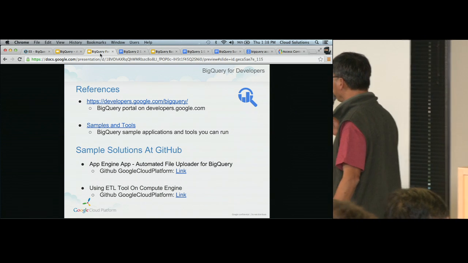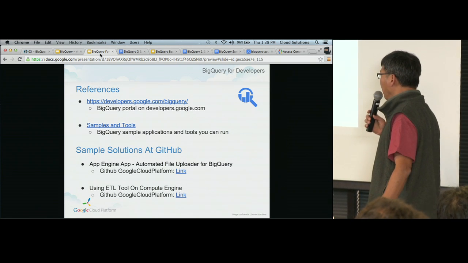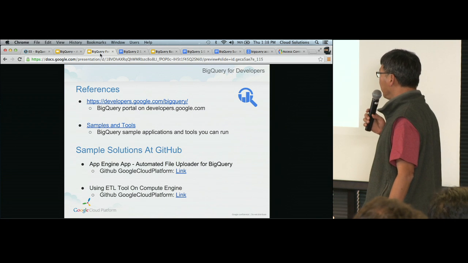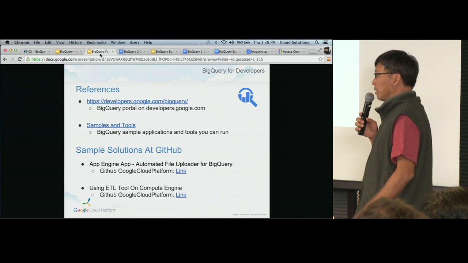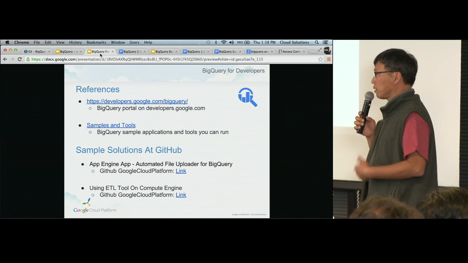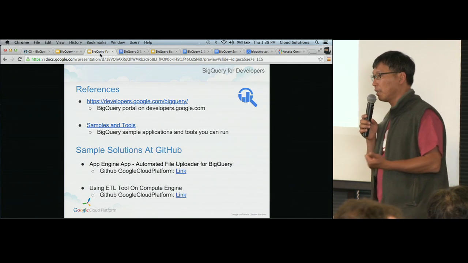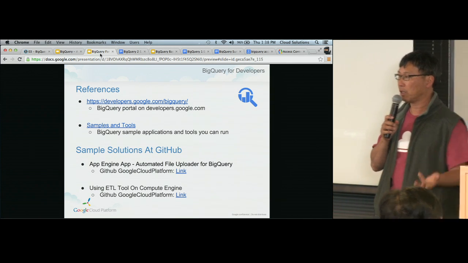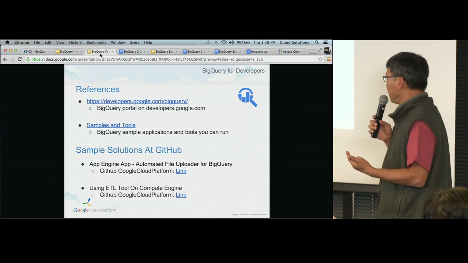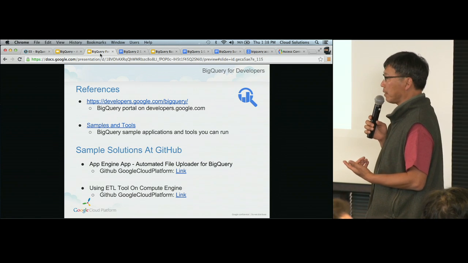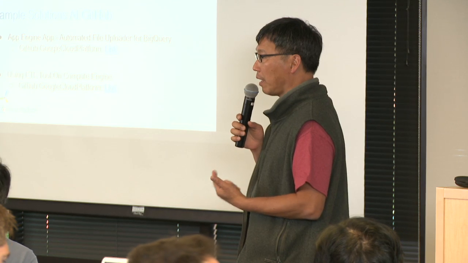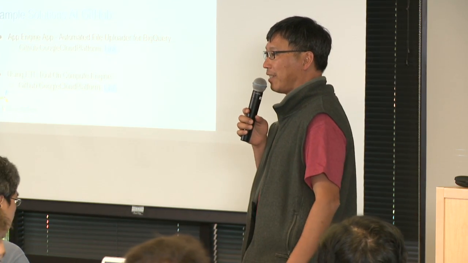The other sample application is called Using ETL2 on Compute Engine. This is a script. If you download it, the script will automatically create a virtual machine instance on Compute Engine. It will install all the necessary software that you need to run ETL2. Just refresh it. I just added this, so if you refresh your slide, then you'll see them.